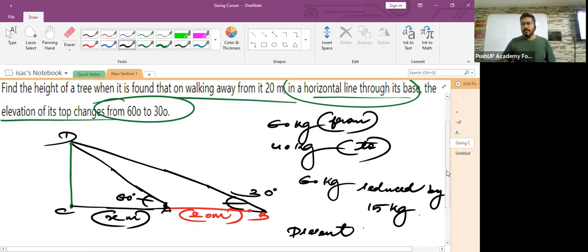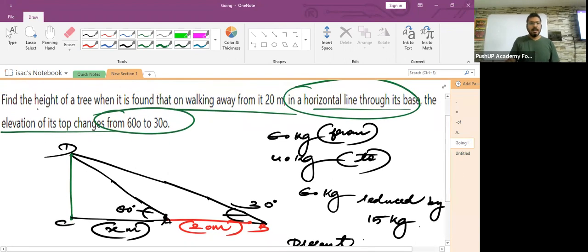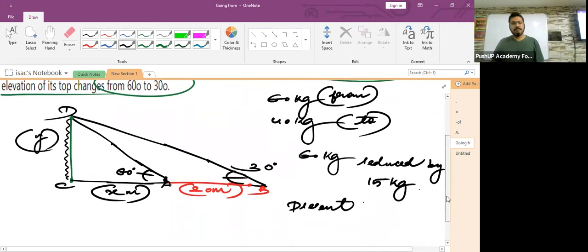Okay. What they were asking us to find is the height of the tree. So this is what you have to find, children. DC is what you have to find. Let me name it as Y.